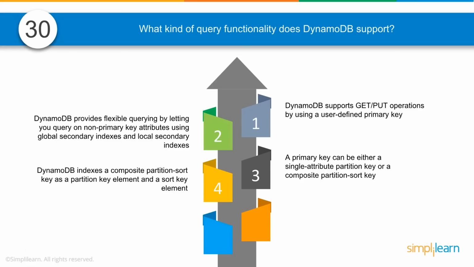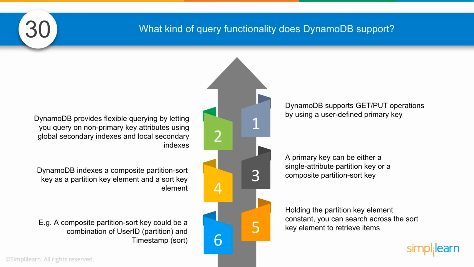In other words, DynamoDB indexes a composite partition sort key as a partition key element and a sort key element. And by holding the partition key element constant when doing a search or a query, we can search across the sort key element to retrieve the other items in that table. And the composite partition sort key should be a combination of a user ID partition and a timestamp. So that's what the composite partition sort key is made of.